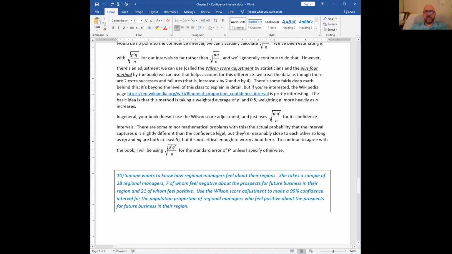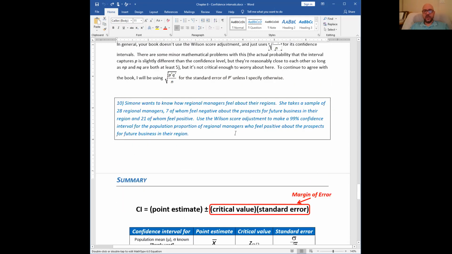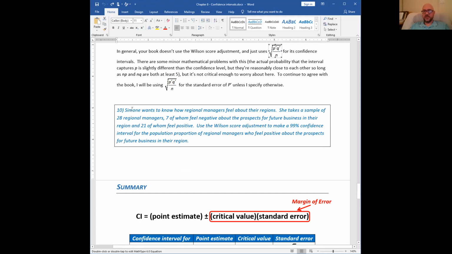You increase X by 2 and N by 4, and it turns out that this actually gives you a slightly more accurate interval than not doing it. But in general, we're not going to worry about that. We're just going to continue doing this most of the time, unless we specifically ask for Wilson score interval. Okay, so practice with the Wilson score interval. I'm literally just going to add 2 to X and 4 to N and do exactly the same thing we did before.